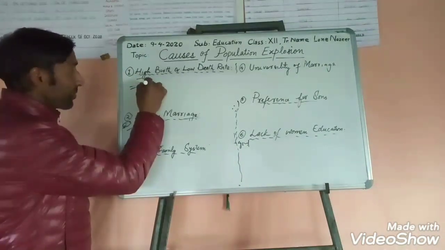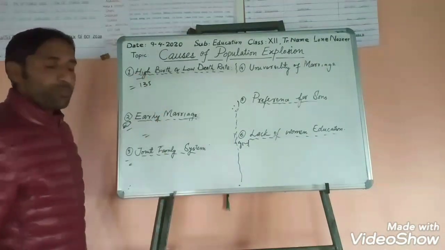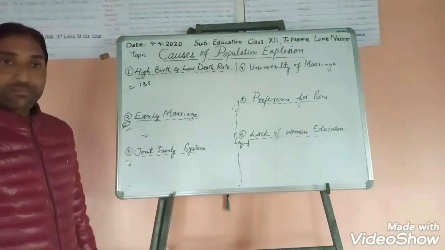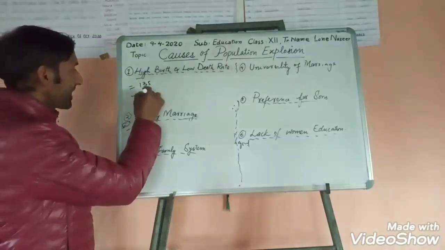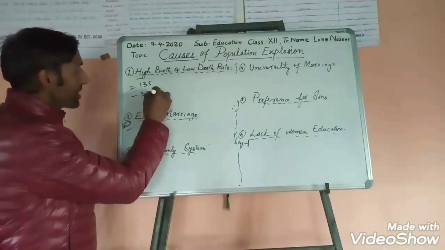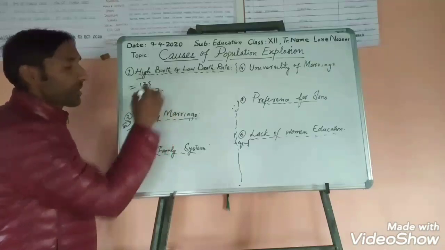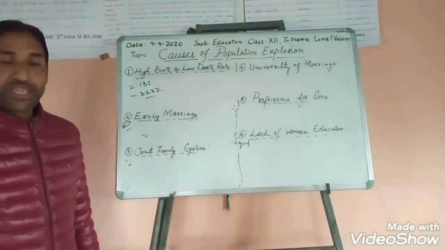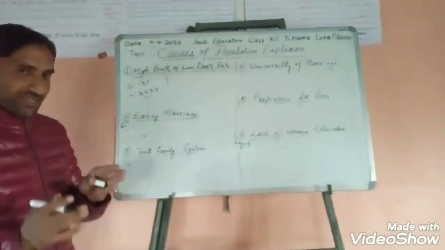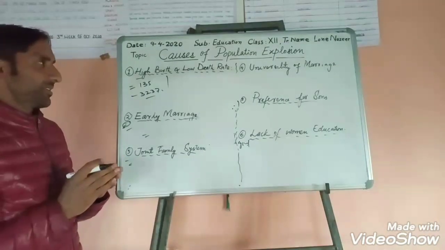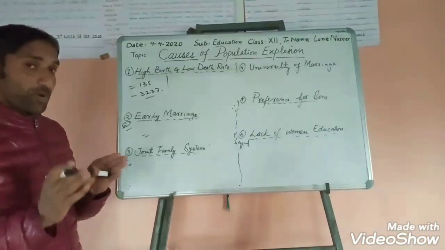As per the present reports, 135 babies are born per minute, which means that 3,237 babies are born in an hour. So we can say that the birth rate is still high as compared to the death rate.